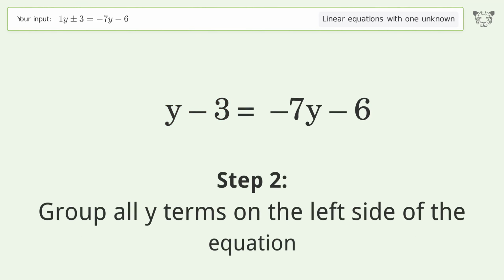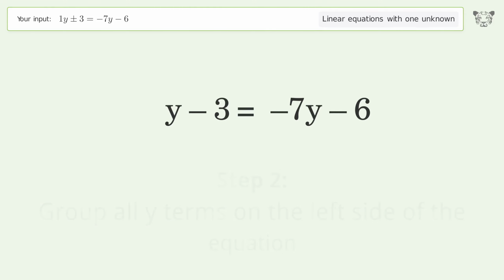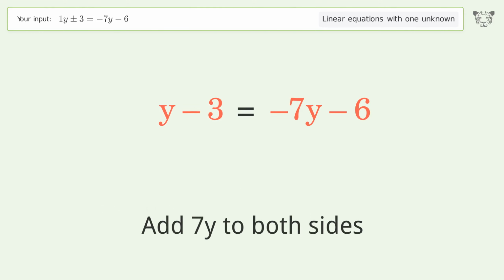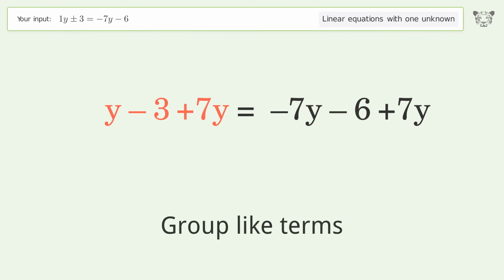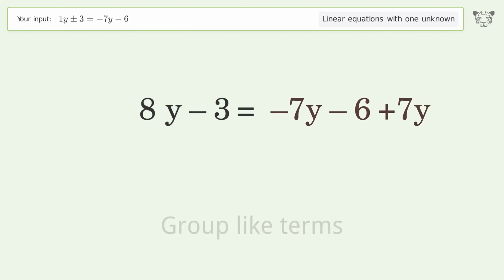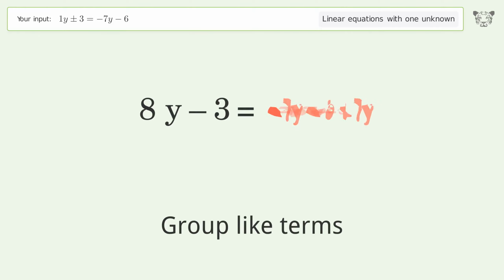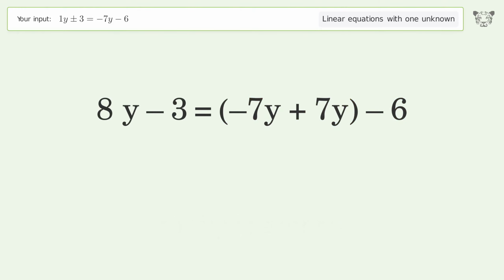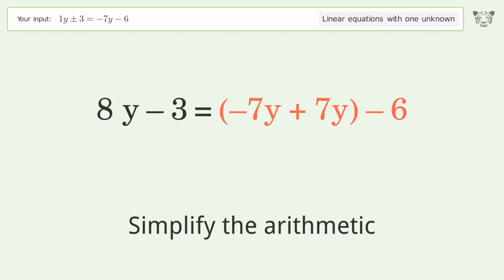Group all y terms on the left side of the equation. Add 7y to both sides. Group like terms. Simplify the arithmetic. Group like terms. Simplify the arithmetic.